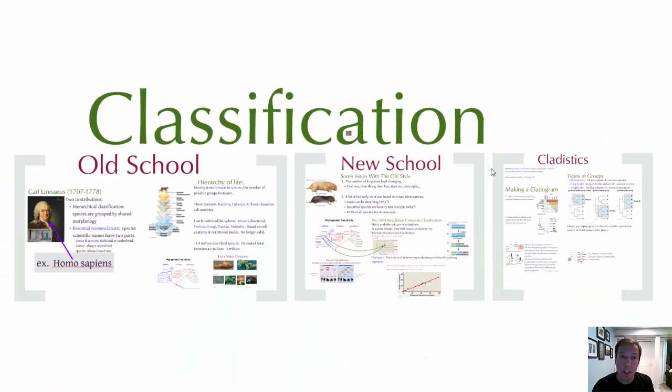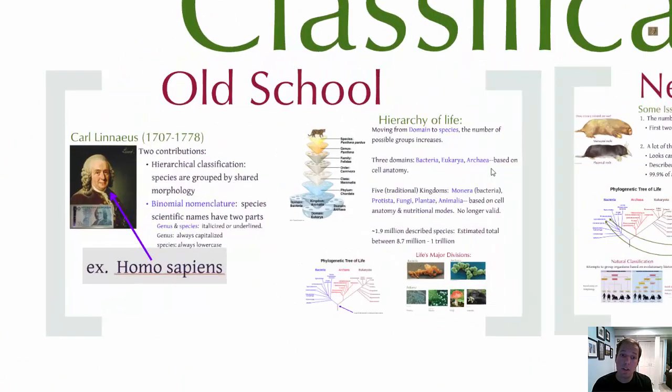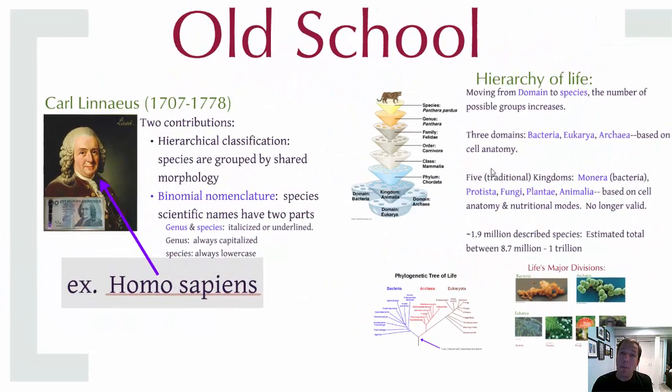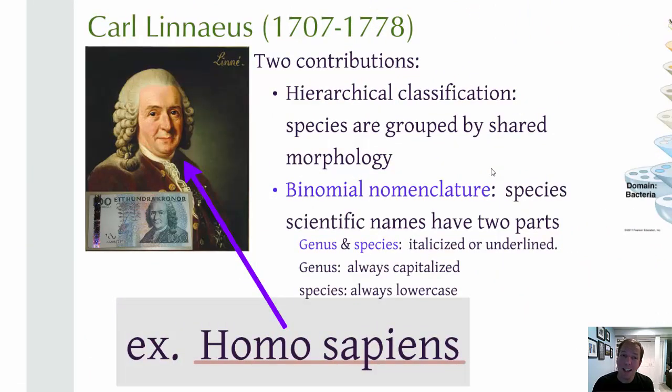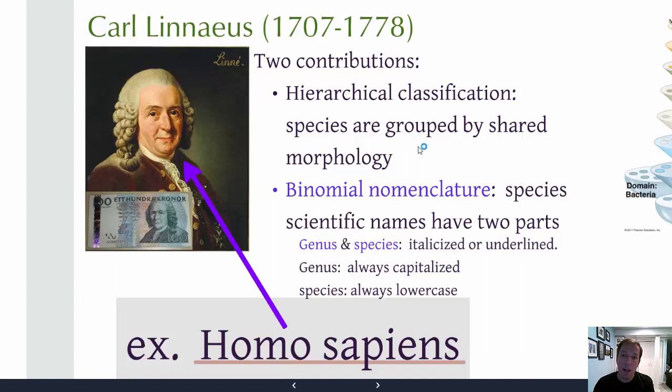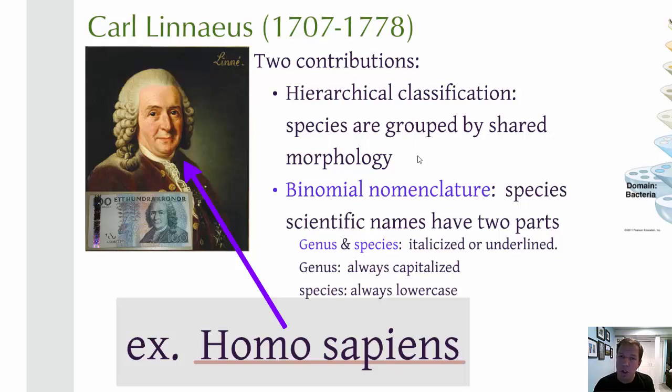In this video, we're going to take a look at both old and new ways in which we have classified organisms over the years. And our modern classification system really has its roots in the 18th century with Carl Linnaeus. Linnaeus was the first to come up with a hierarchical classification system in which species were grouped together by shared morphology. So the more common characteristics that any two species shared with each other, the more likely they were to be placed into the same group. This system of nested groups is what we still use today.